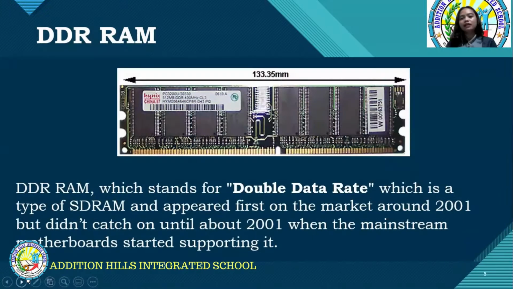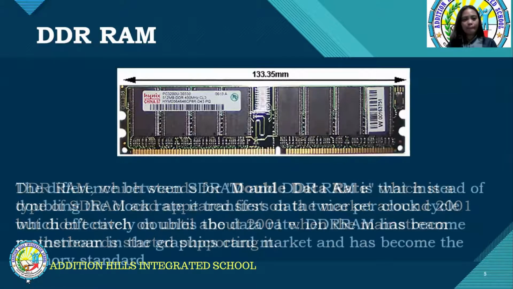Next, the DDR-RAM. Ito na yung naabutan ko na type ng RAM. Nung ako ay nag-assemble and disassemble na ng system unit ng computer system, which stands for double data rate, which is a type of SDRAM and appeared first in the market around 2000 but didn't catch on until about 2001, when the mainstream motherboards started supporting it.